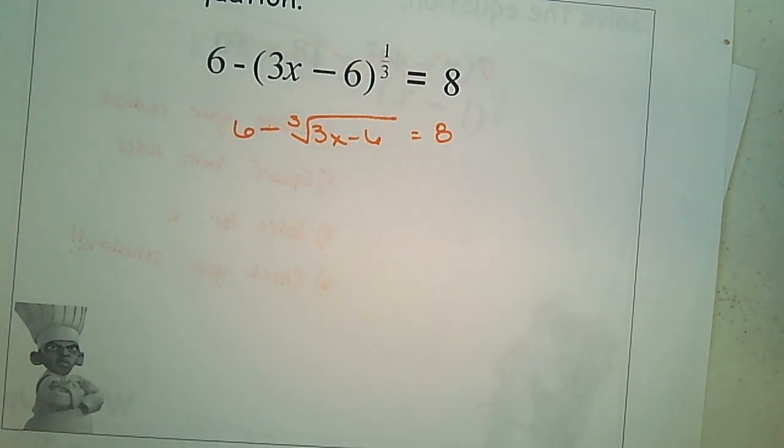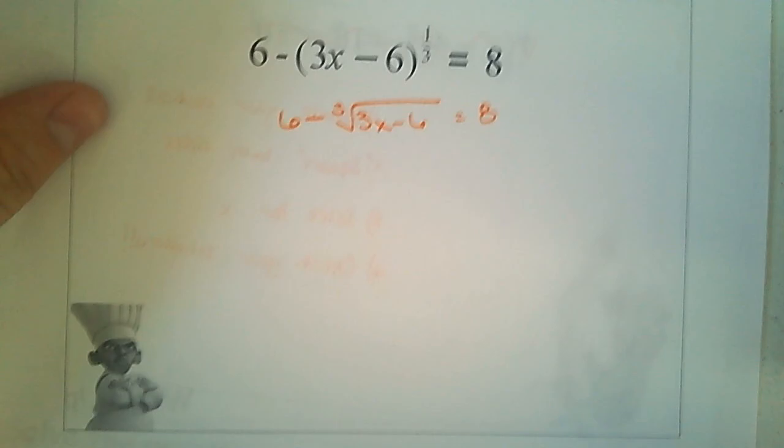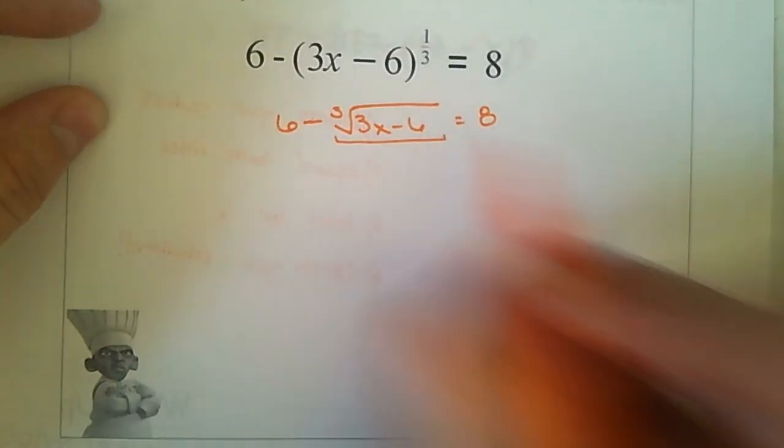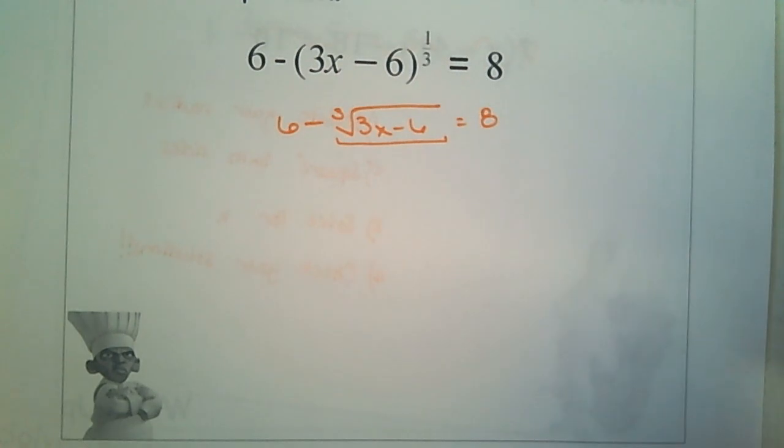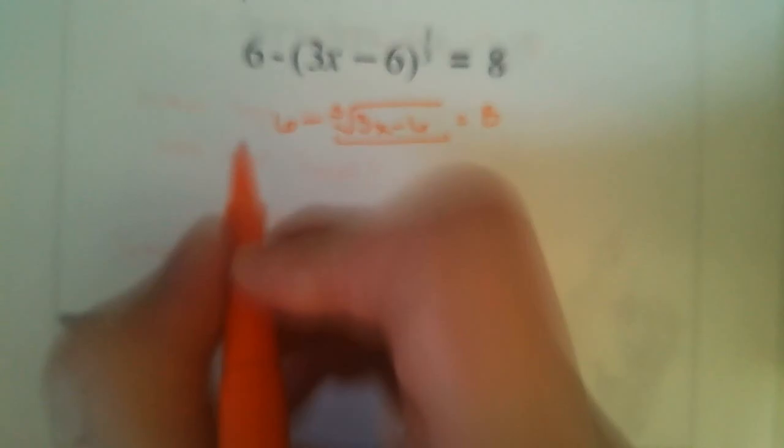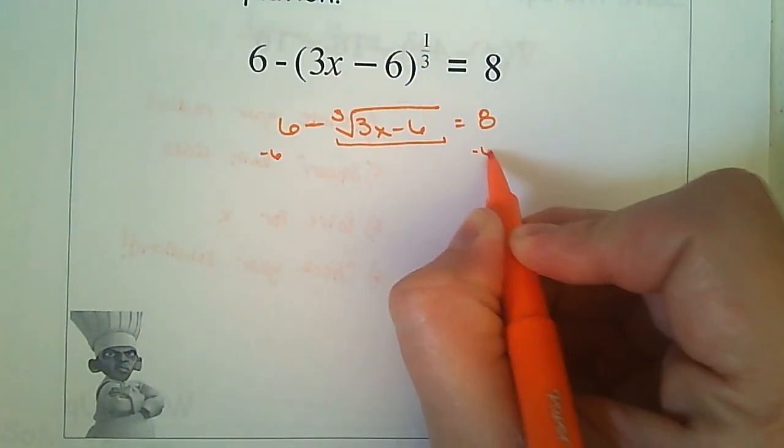All right, so cube root, but we're still going to follow the same type of steps. So the first thing that we need to do is get our radical by itself. So the first thing I'm going to do is subtract 6 from both sides.